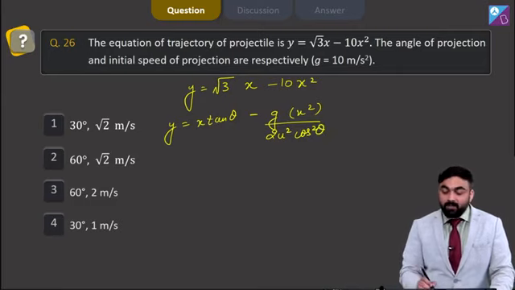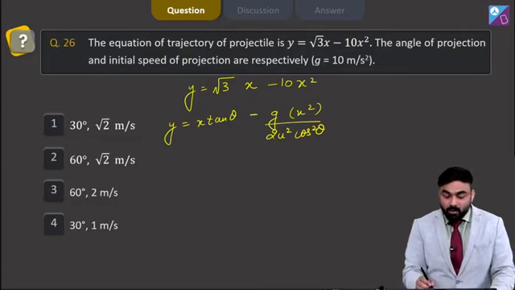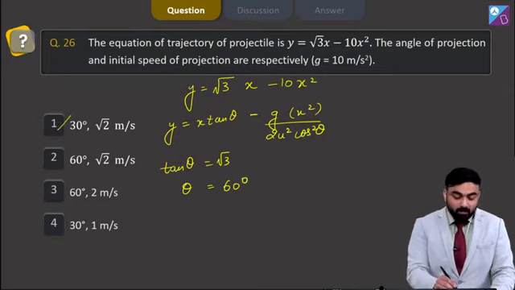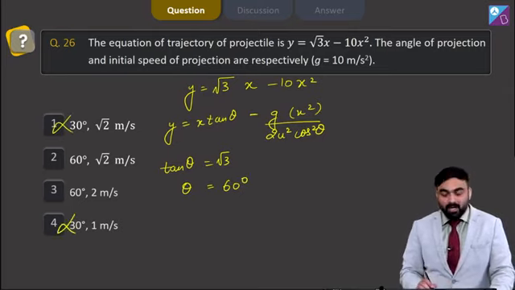As in this particular question we need to calculate the angle of projection and initial speed, we can compare these two expressions and we have tan θ equal to √3. Therefore θ will clearly be equal to 60 degrees. So option number 1 and option number 4 are already eliminated.